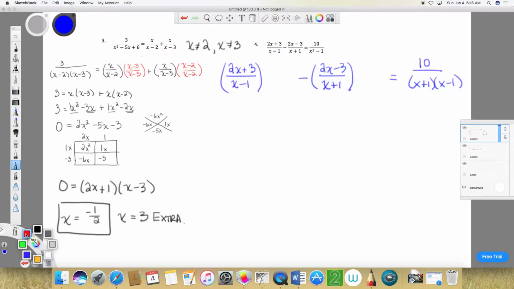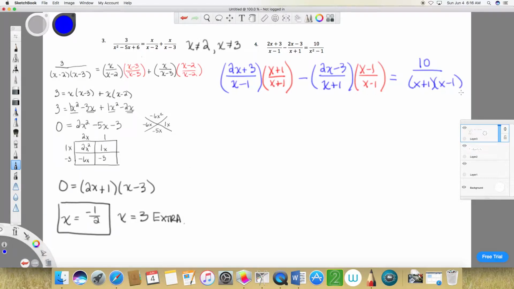So that's the denominator I want in all of these fractions. So in this first term, to get that, I'm going to multiply by x plus 1 over x plus 1. And now this first term will have the correct denominator. And on the second term, if I multiply by x minus 1 over x minus 1, it will have the correct denominator, the denominator that I want.